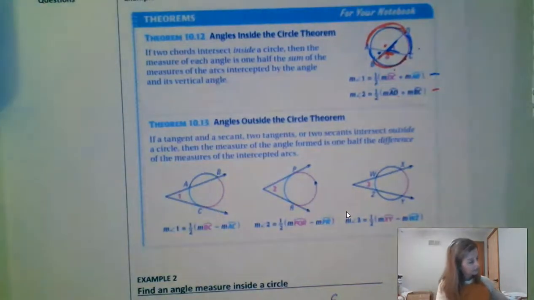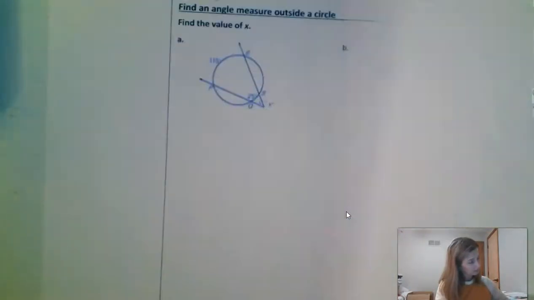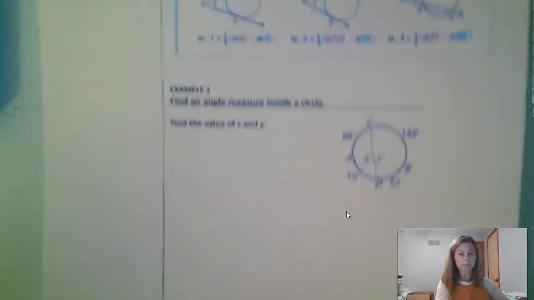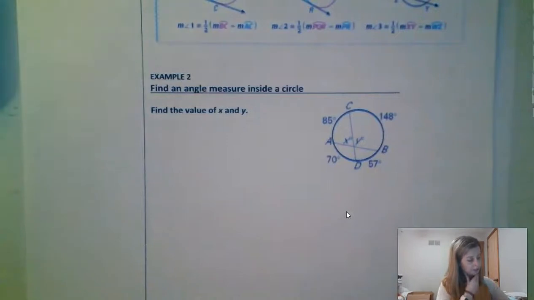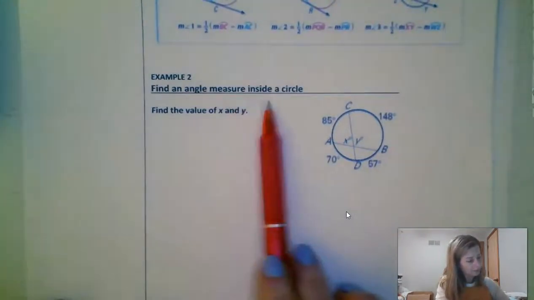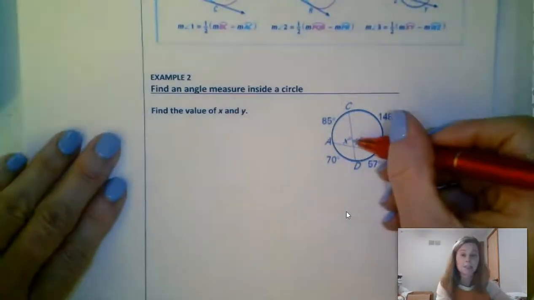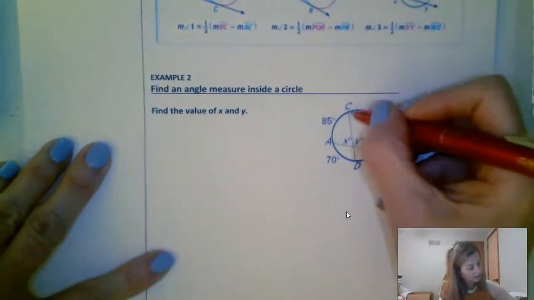Okay, let's move on to example 2, before we look at the second theorem. All right, example 2 here. Find an angle measure inside of a circle. So find the value of x. So I'm going to start with x.